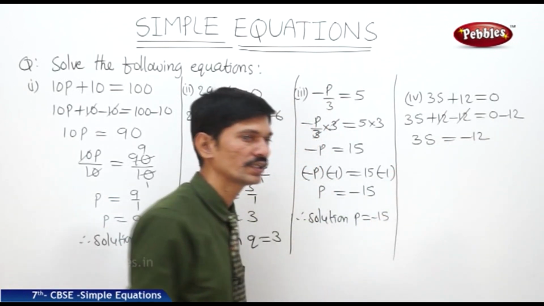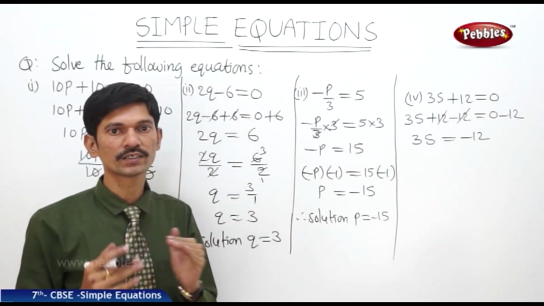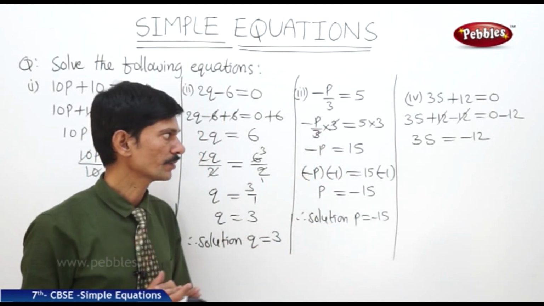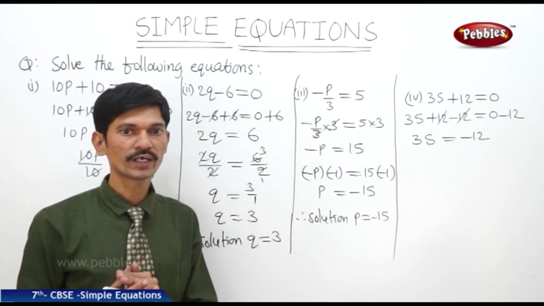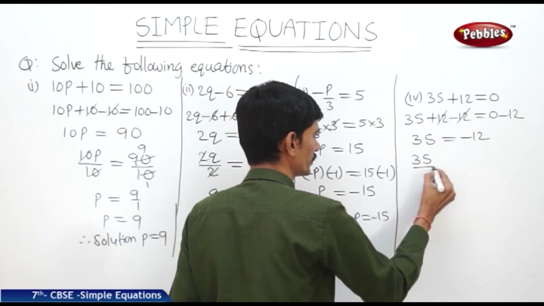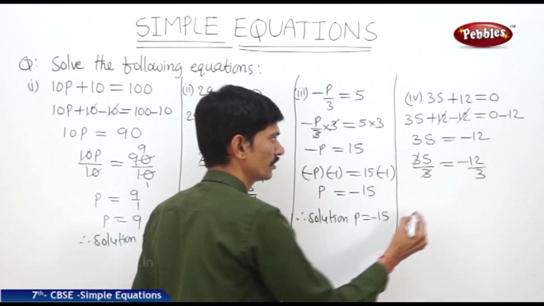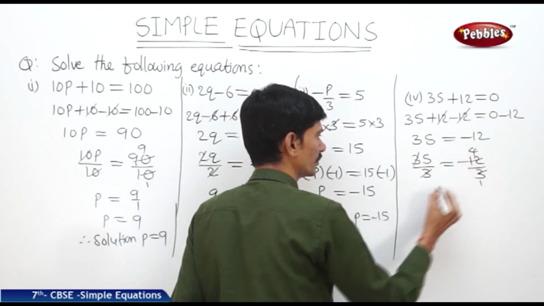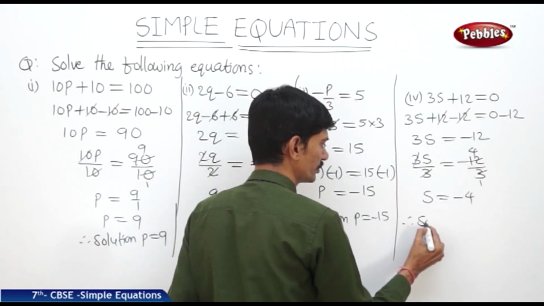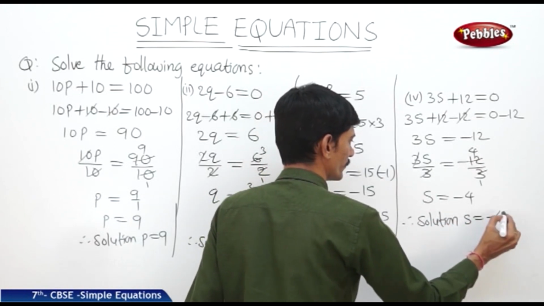Now 3s means 3 is multiplied by s, it is 3 into s. Then how to cancel into 3? To cancel into 3, we do its opposite operation, that is dividing by 3. So both sides are divided by 3, then we get 3s by 3 equals minus 12 by 3. Here the 3 gets cancelled, and 3 ones are 3 and 3 fours are 12. So s equals minus 4. Therefore the solution of the equation is s equals minus 4.